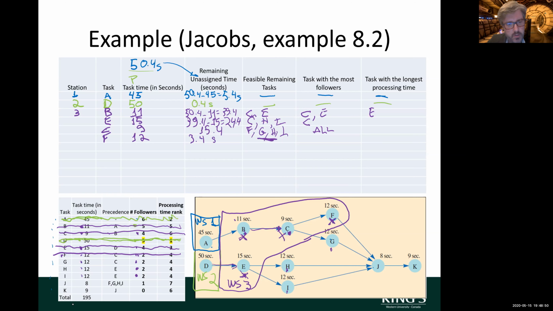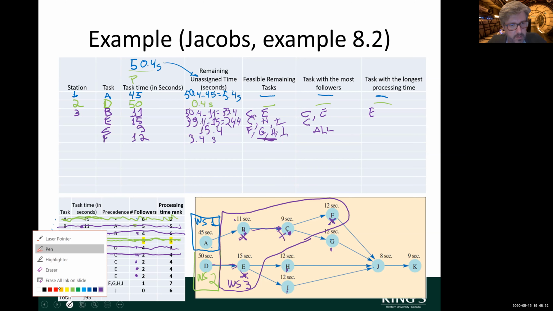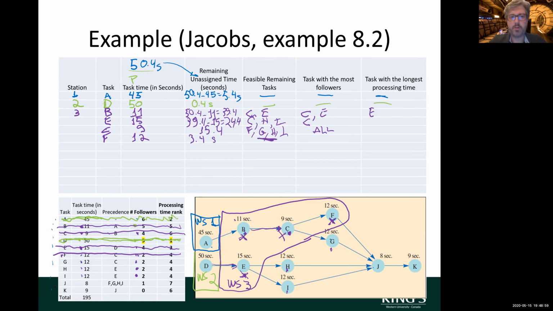Now let's look into the next workstation. I'm going to change colors again. I'm going to make this guy, I don't know, sure, dark red. So station number 4. What's going on with station number 4? G, H, and I. All these 3 can be done at this one moment in time.